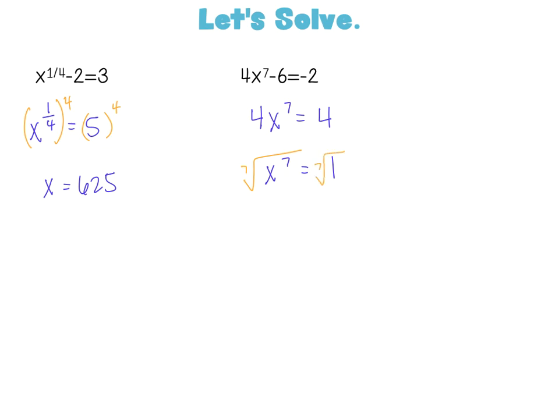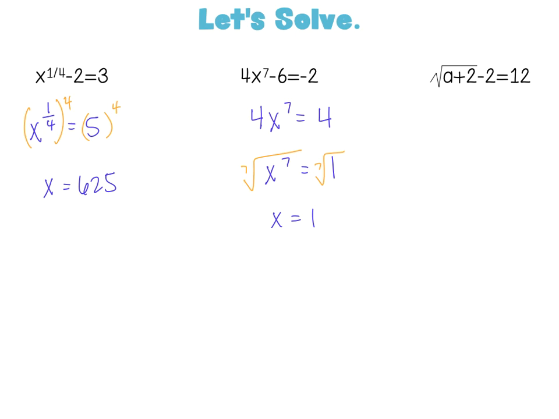Because whenever you take a root, you can raise it to that number, that index's power. So the 7's on the radical and on the exponent will cancel to be just left with x, and the 7th root of 1 is 1. Let's take a look at another example.